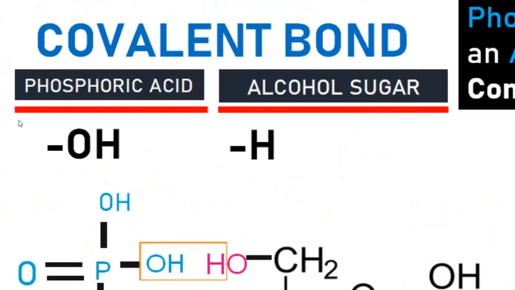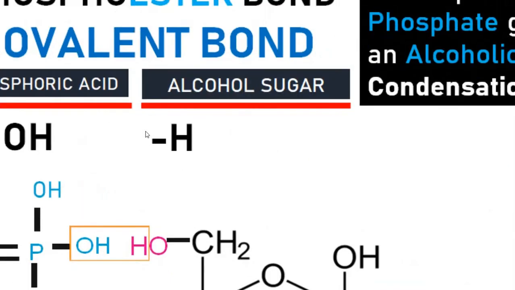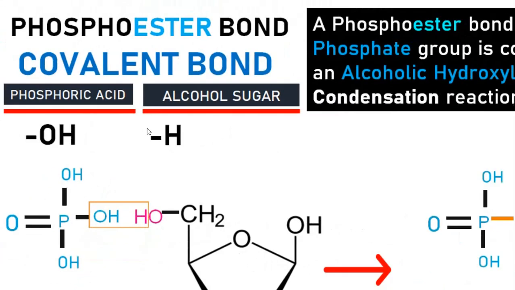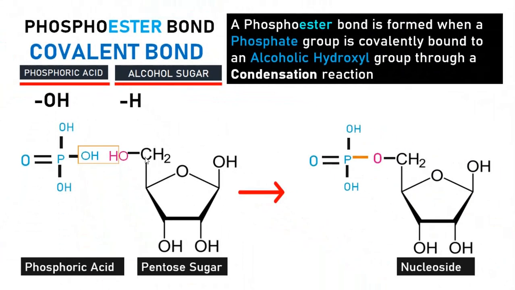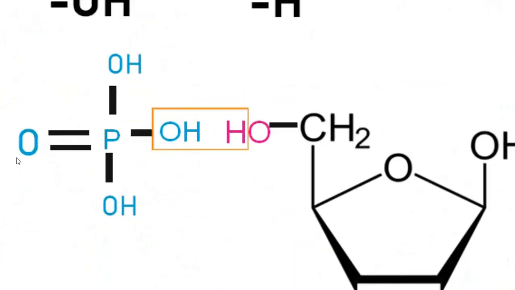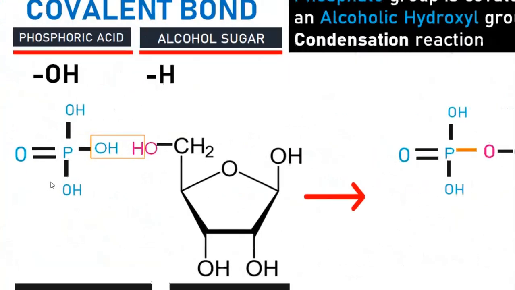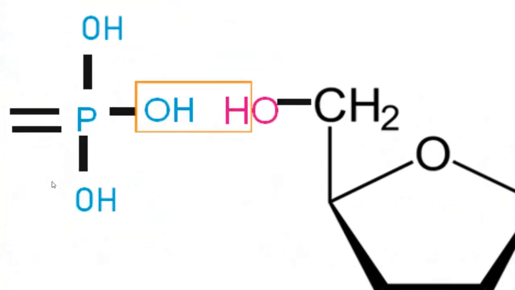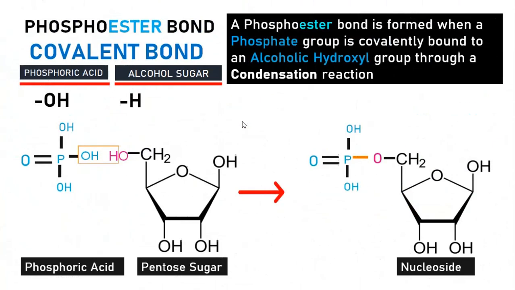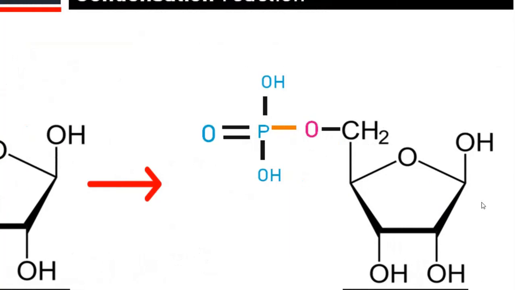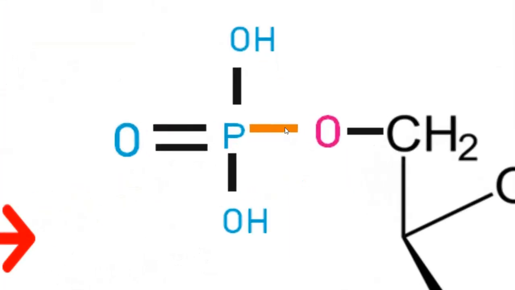Then OH from the phosphoric acid and hydrogen from the OH group of the pentose sugar are involved here. They are removed as a water molecule. Then this is the phosphoric acid and the pentose sugar here. During the formation of the bond, OH from the phosphoric acid and hydrogen from the pentose sugar are removed as a water molecule. That leads to formation of the phosphoester bond. Then this is the phosphoester bond which is formed between the phosphoric acid and the pentose sugar.